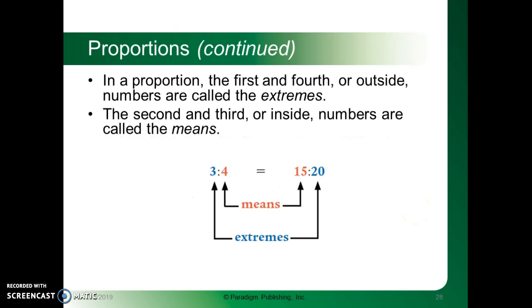In a proportion, the first and the fourth, or the outermost numbers, are called the extremes. So 3 and 20 are the outermost numbers, called the extremes. Or if you want to count, this is 1, 2, 3, 4. So the 1st and the 4th values are the extremes. The second and third, or the inside numbers, are the means. So the two numbers closest to the equal sign are called the means.